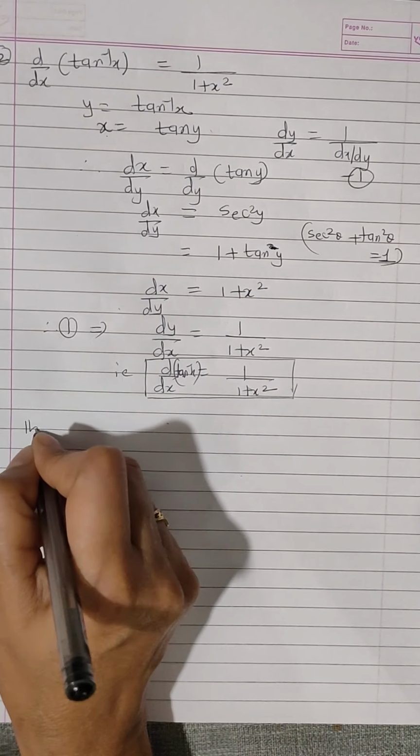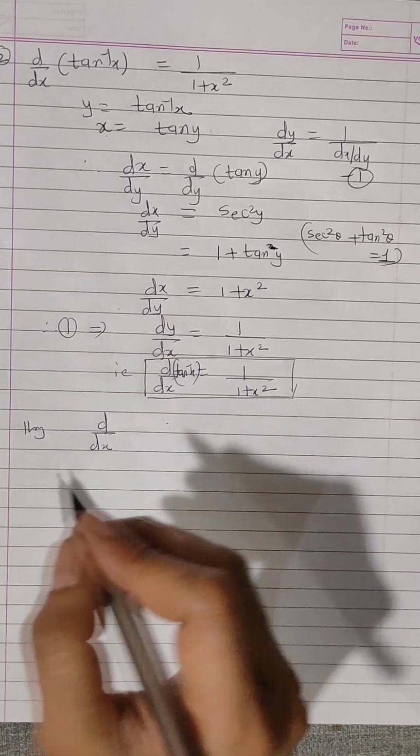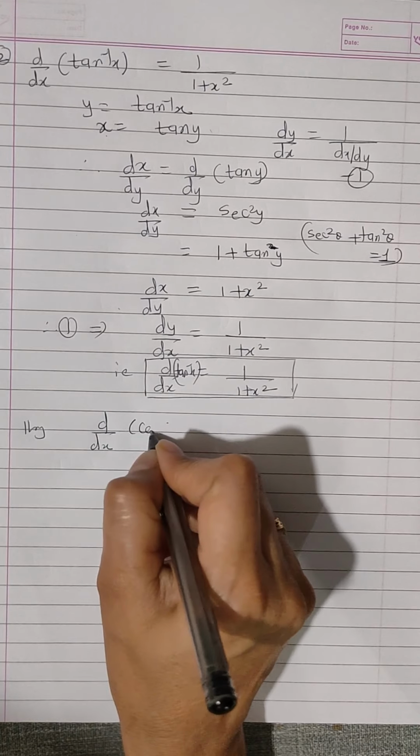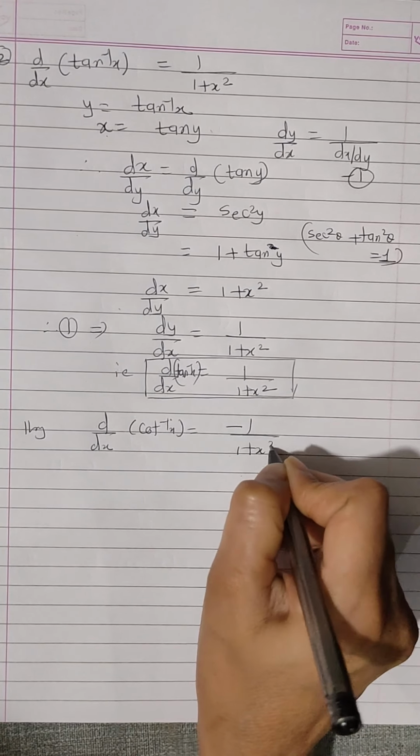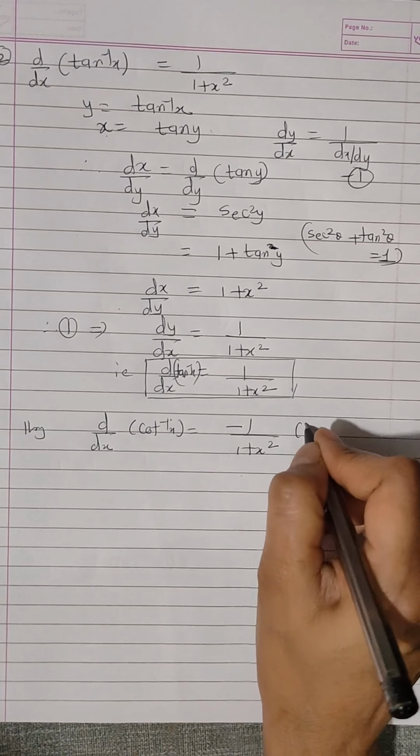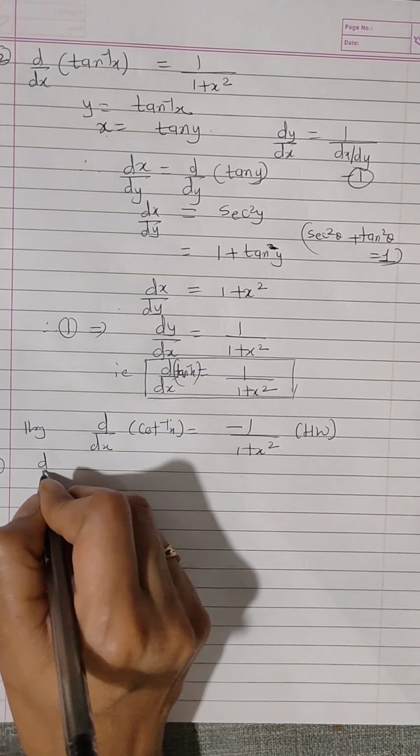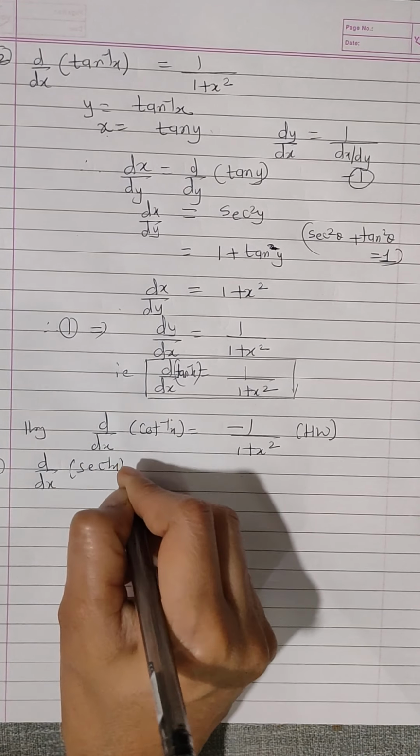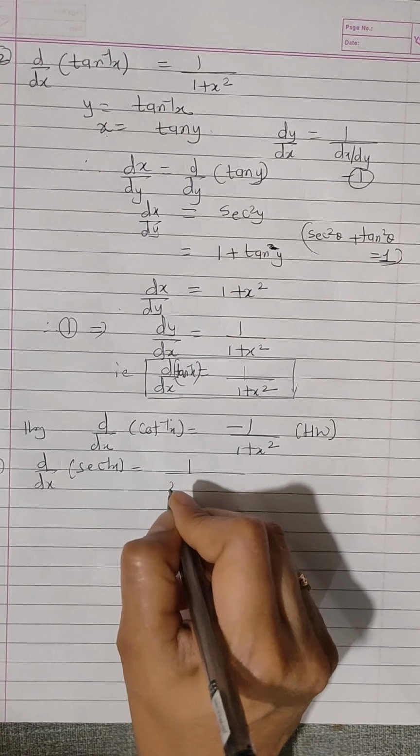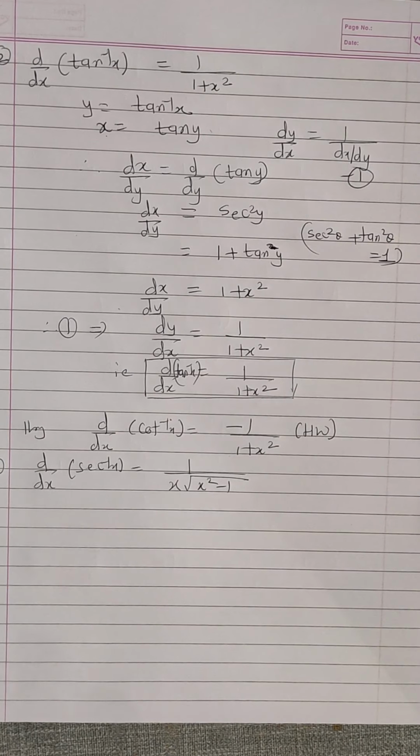Okay. Similarly, the derivative of cot inverse x is minus 1 upon 1 plus x square, and this is your homework. Okay, now the third one, the derivative of sec inverse x, it is equal to 1 upon x under root x square minus 1. We are going to prove it.